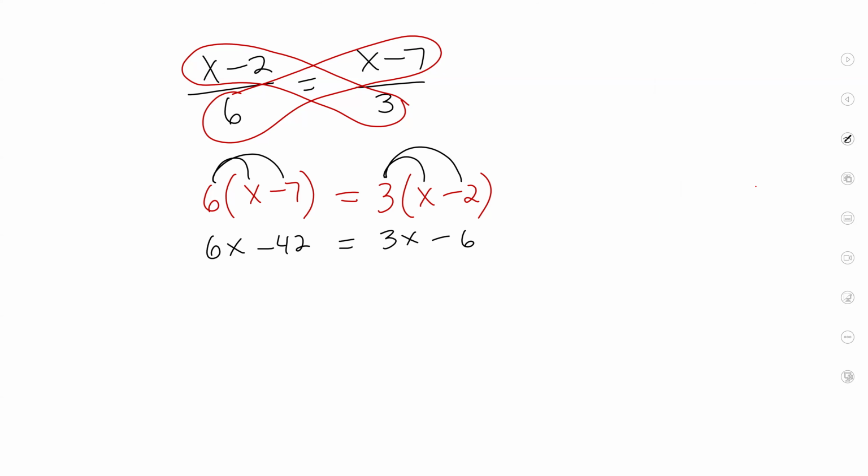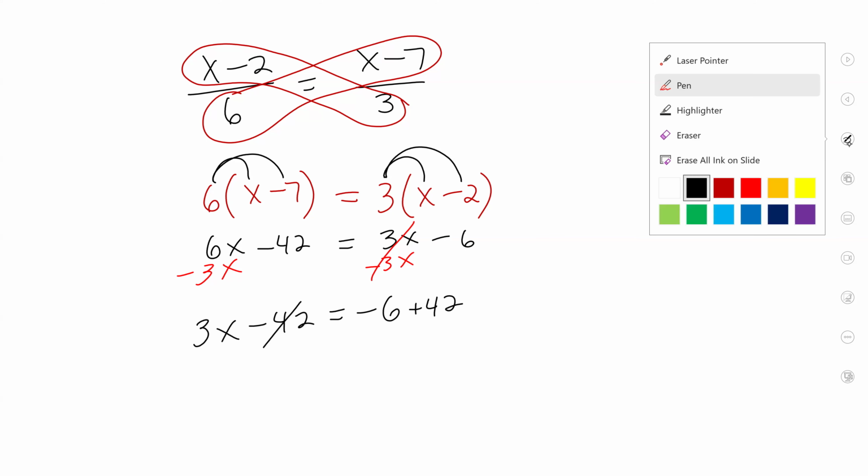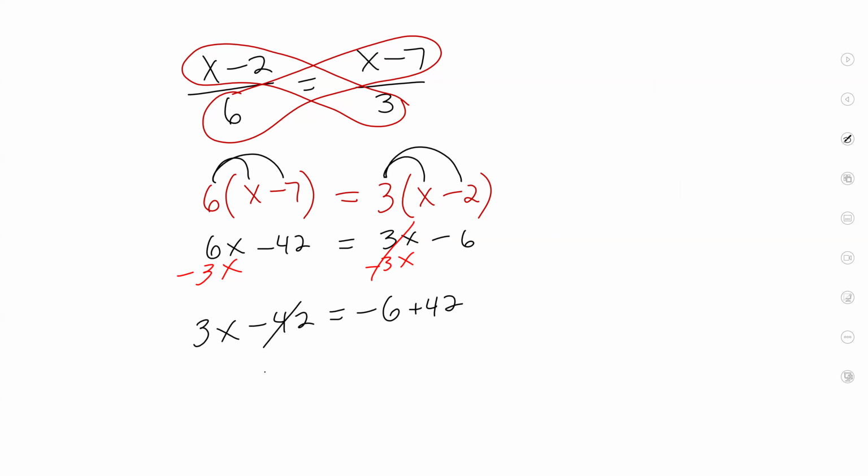Now we just solve. Subtract 3x. We are left with 3x minus 42 is -6. Now what? Add 42 to both sides. So 3x equals 36. Good. Final step. Divide by 3. So I get x is 12.